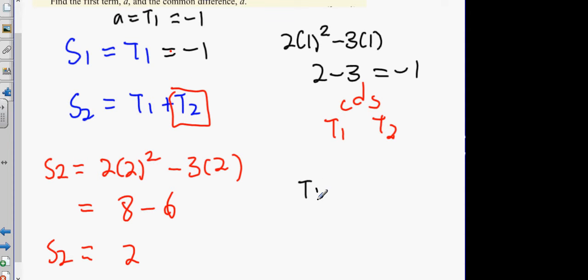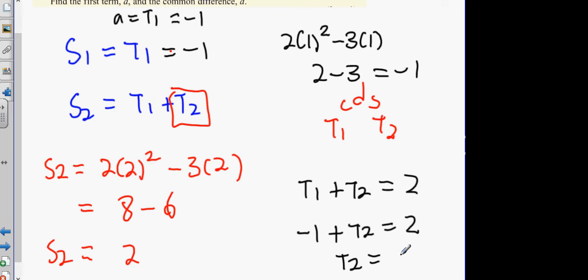Now, what you've got to realise is that S2 is T1 added to T2. So T1 plus T2 ends up to be 2. We know that T1 is minus 1. Minus 1 plus T2 equals 2. This means that T2 is the number 3.